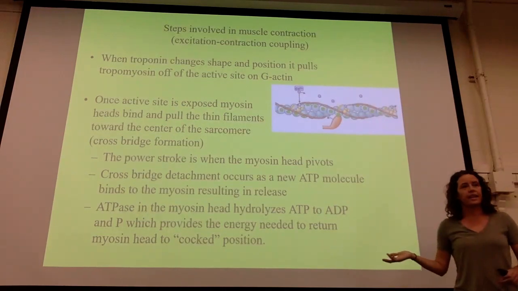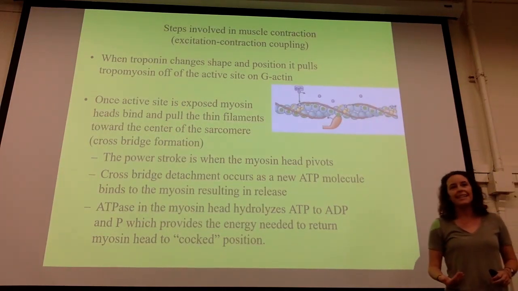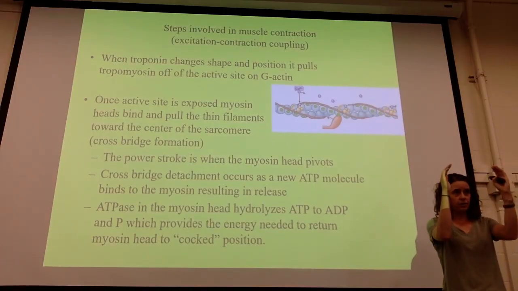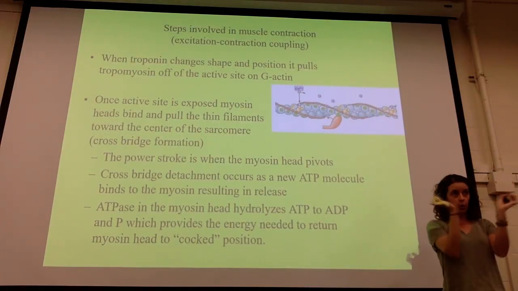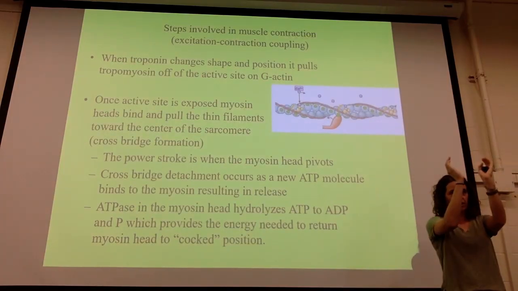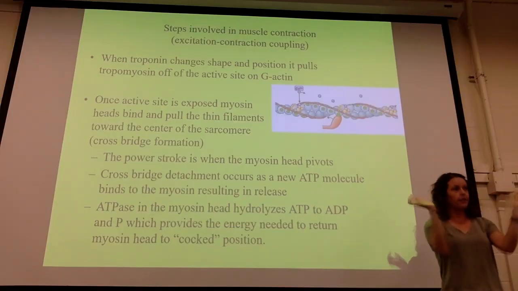So this is just saying that as long as we have ATP available, myosin can continue to detach, reattach to actin, slide it towards the center, break down the ATP, and keep going.